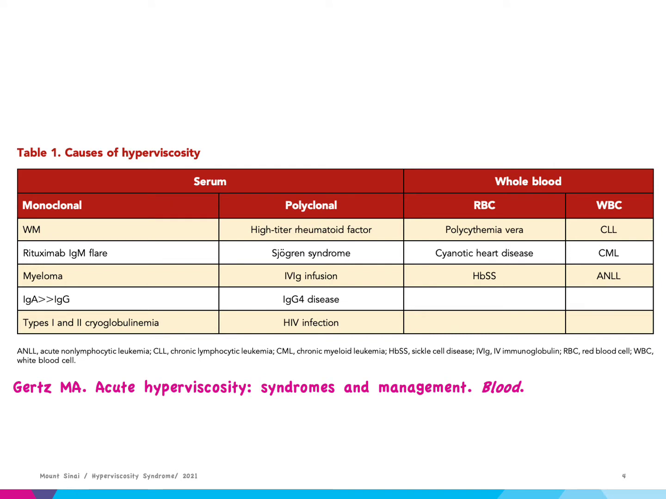So these are some of the causes of hyperviscosity. As you can see, it's divided between serum and whole blood. Within serum, usually the cause of hyperviscosity is an increase in antibodies. It can be monoclonal usually, but it can be polyclonal as well. So here you have Waldenstrom's macroglobulinemia, myeloma, cryoglobulinemia, and usually when it's secondary to an increase of immunoglobulins, IgM has the highest chance of causing it. It's a little bit bigger.